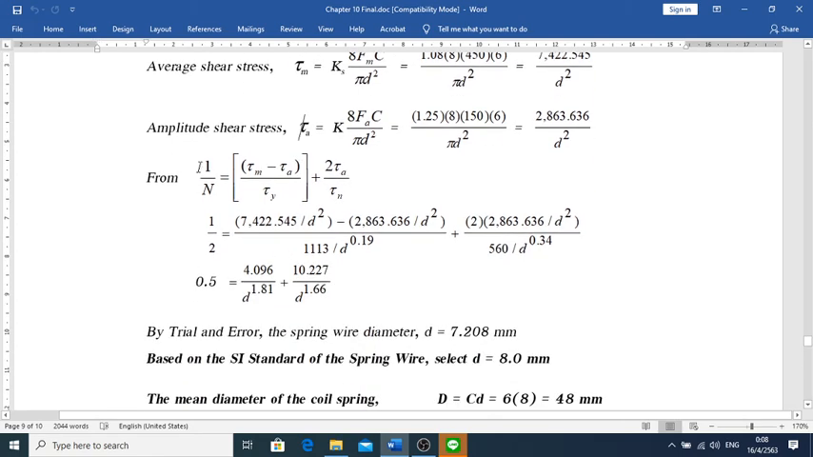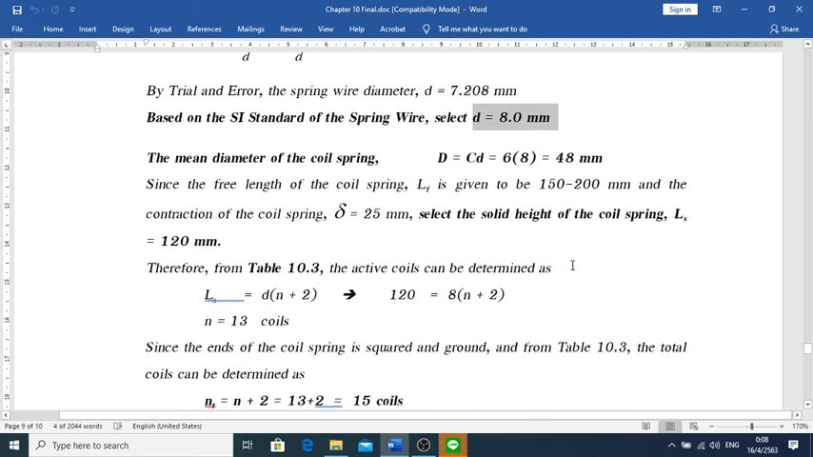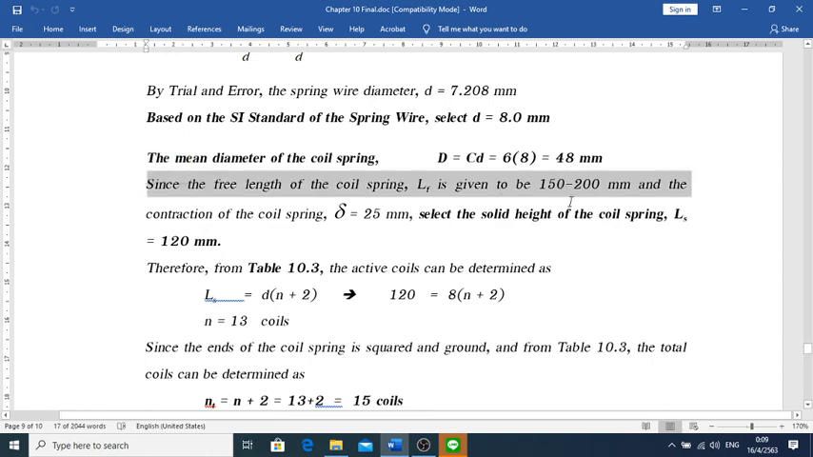And then I just plug everything into the Soderberg equation. I just do trial and error. I find the diameter is going to be 7.2. I look up in the tables of the standard wire sizes. I make a selection of d. So therefore, I just find the diameter of the capital D there, and then I just make a selection. Look at me, I am trying to find the L sub S. L sub F is given by the problem set to be 150 to 200.